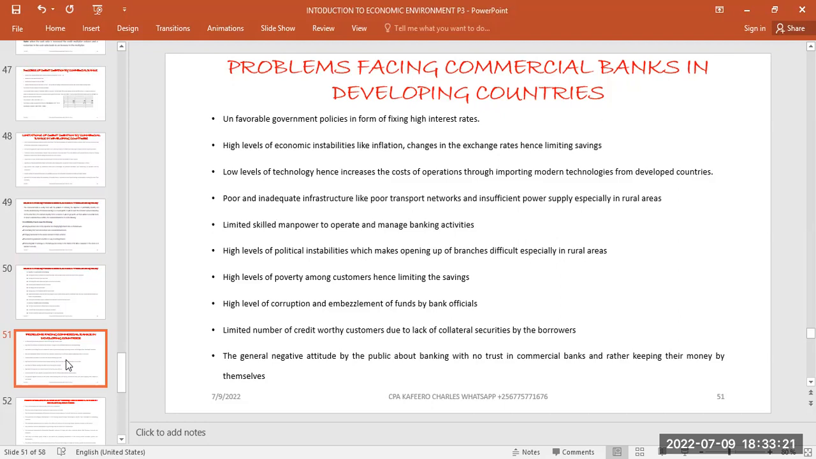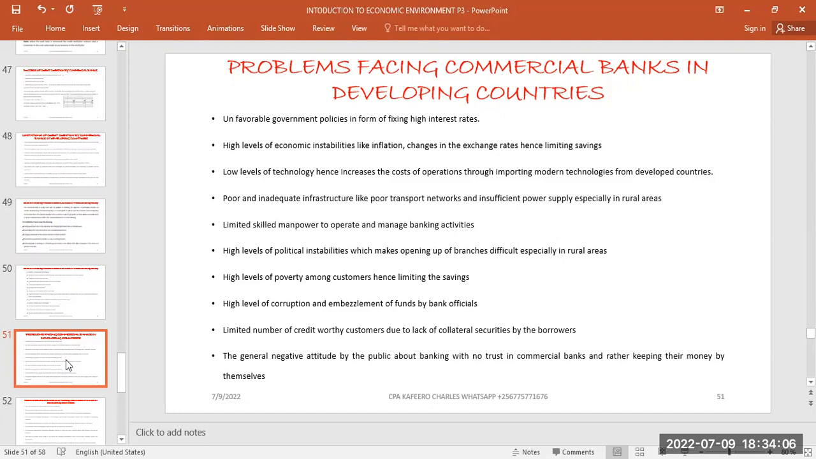The other one is poor and inadequate infrastructure, especially in rural areas. You find that people want to use banking services, but the transport network and the communication network are poor. They cannot facilitate the operations of those banks, which are highly mechanized. Then the other one is high-level political instability. Of course, you can't even open a branch in a place which is always at risk of wars and the like.